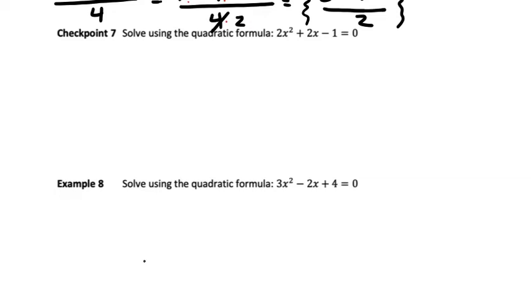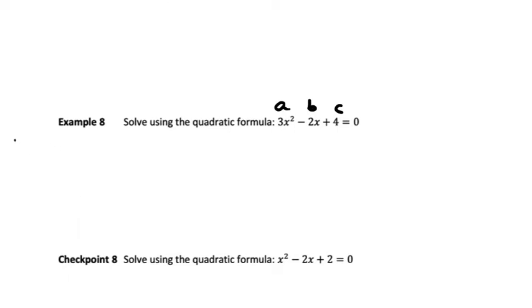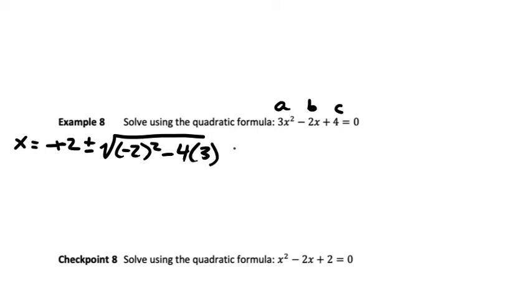The last example that we're going to look at is example 8, and this is another solve using the quadratic formula. So we're going to start with labeling A, B, and C and then plugging in. The simplifying on this one is going to be a little bit different, which is why we're doing this example. So starting with negative B, that's negative 2. So changes to plus or minus, square root of negative 2 squared minus 4 times A times C, all over 2A. A is 3.